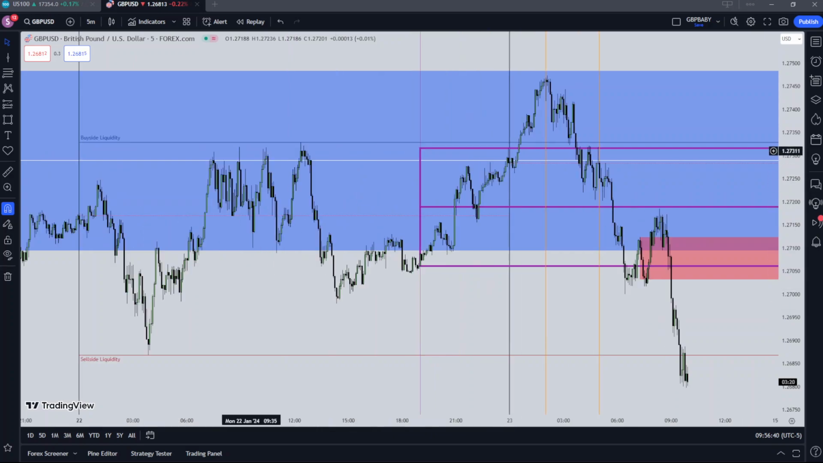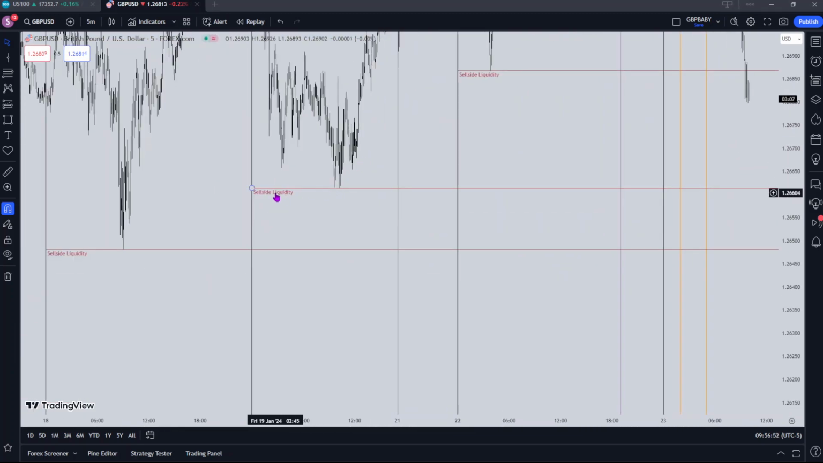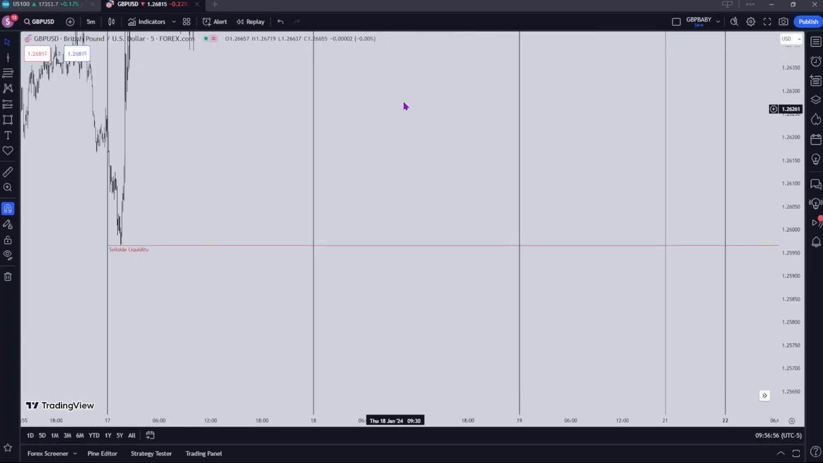I was anticipating yesterday's highs to get ran. That's what we saw happen here, and then I managed to get in during London, and now we've been falling for the rest of the day, with an expectation for the rest of the week to reach into Southside liquidity from last week Friday, last week Thursday, and potentially last week Wednesday.